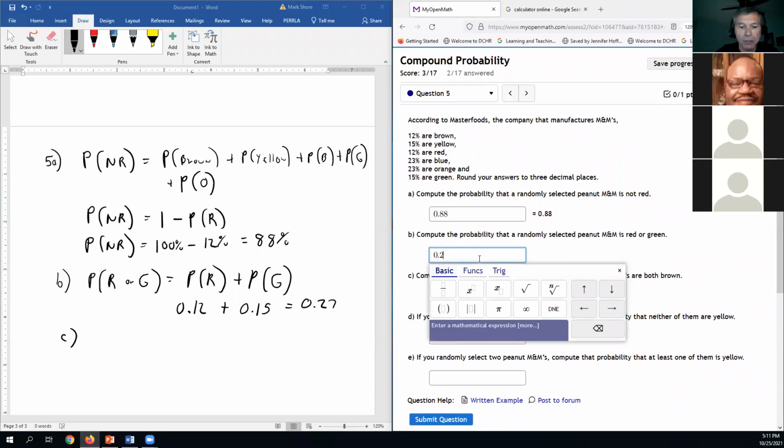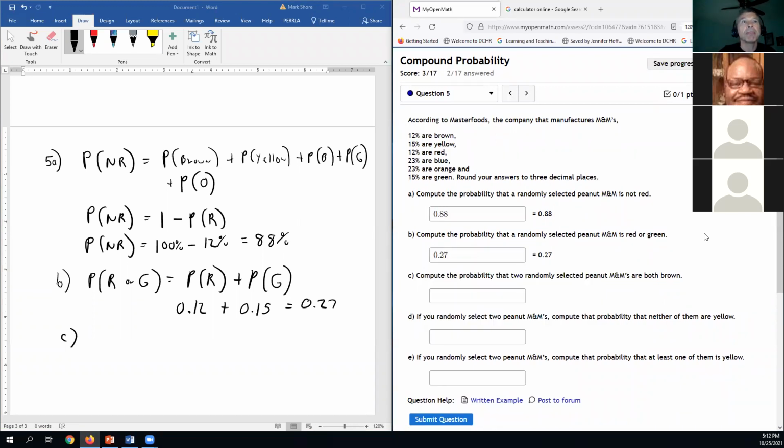On part C, and I'll go ahead and type in the previous answer here, which is 0.27. But on part C, it says compute the probability that the two randomly selected M&Ms are both brown. So we want the probability of brown and brown. So the probability that the first one is brown is 12%. The probability that the next one is brown is also 12%. Now look, the key word here is and. It's not an or. We don't add these.